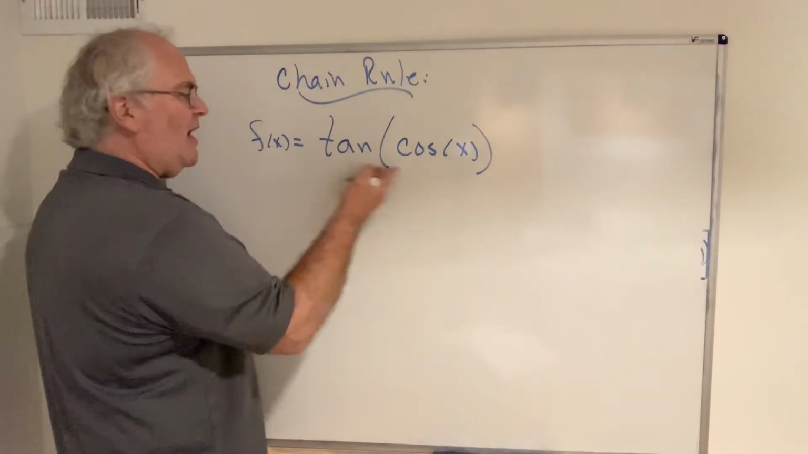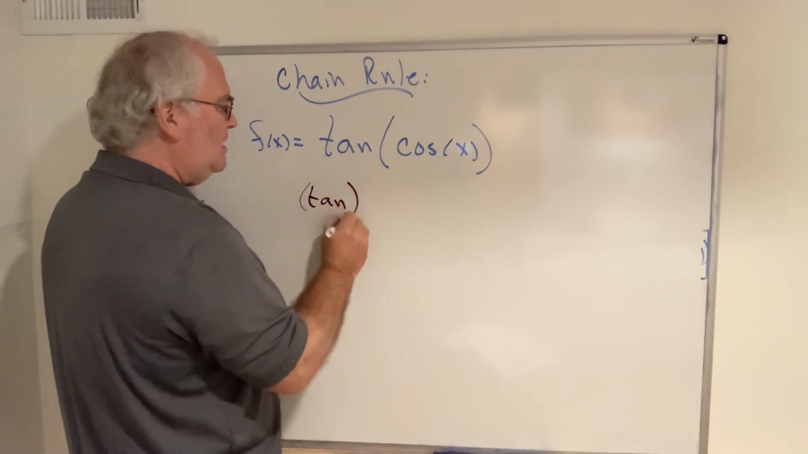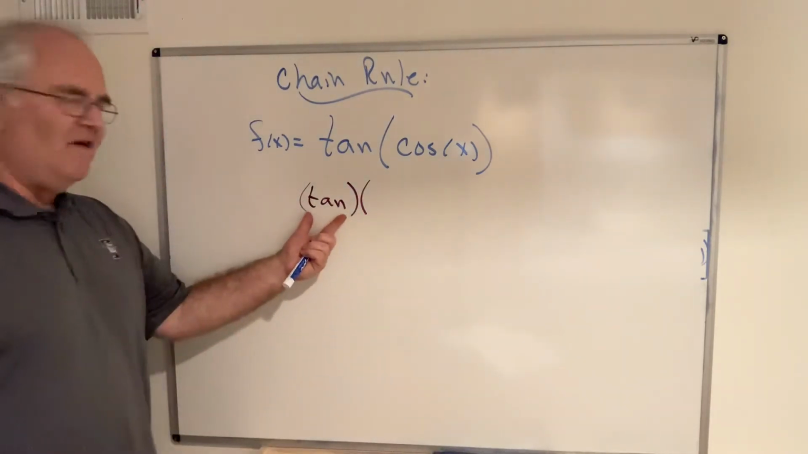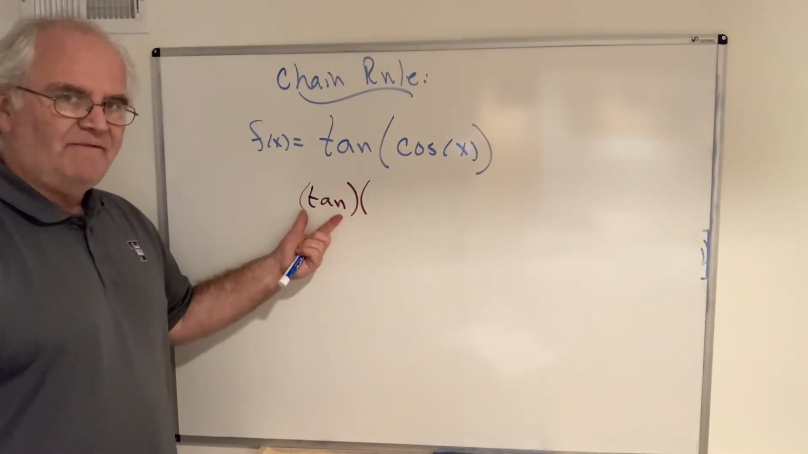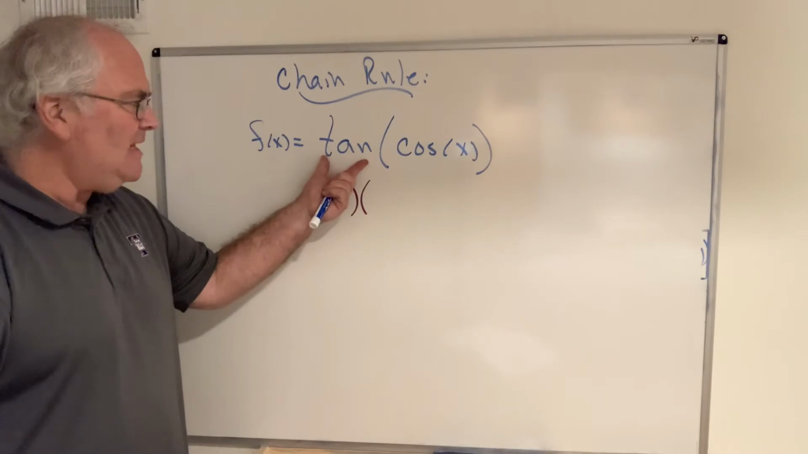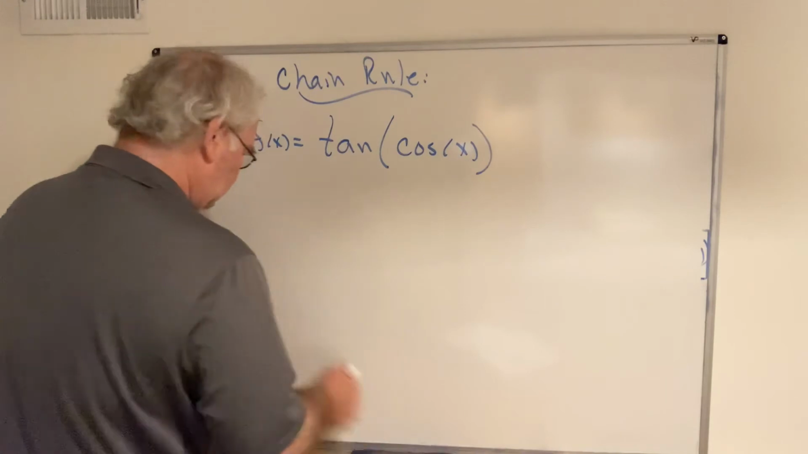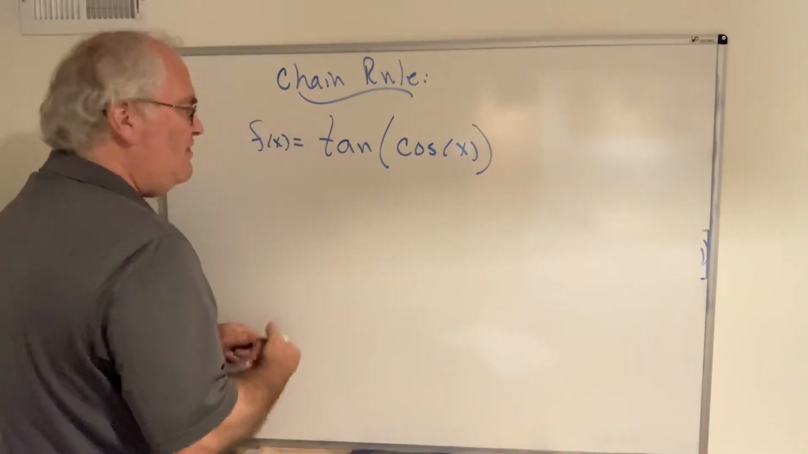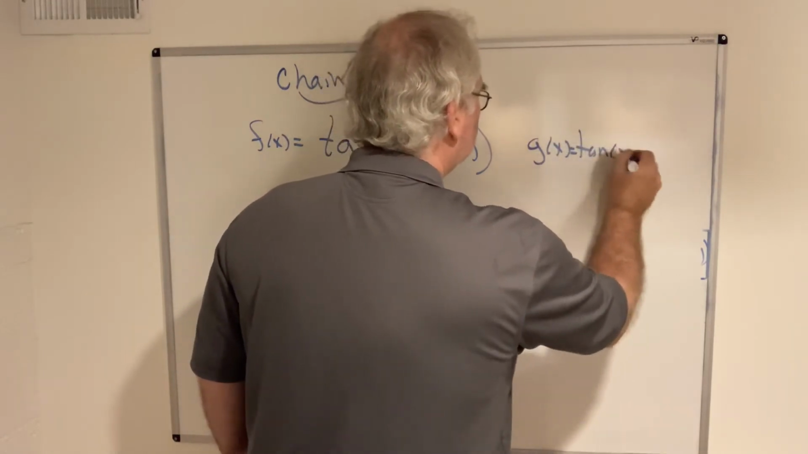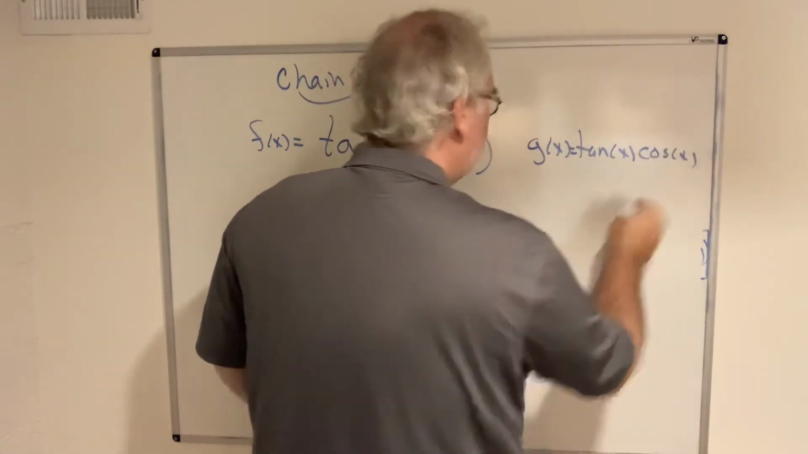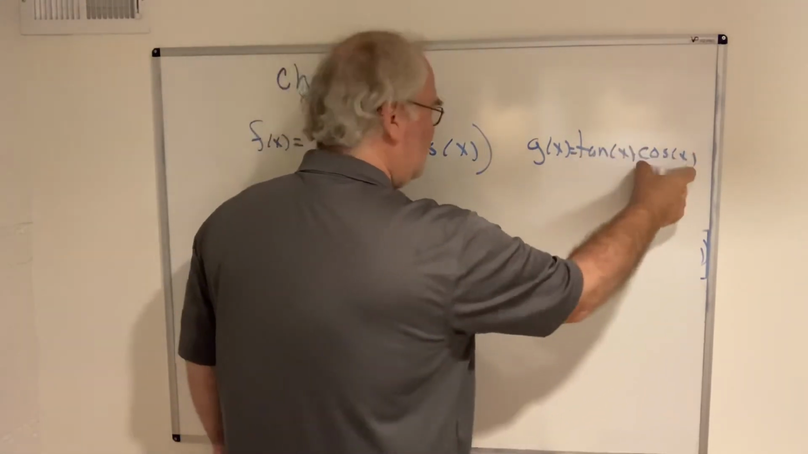What they try to do is they try to do a product rule, and they say first times derivative of the second. That's not a function, that's a color. This doesn't mean tan times cosine. That would be this. Yes, this does mean tangent of x times cosine of x.